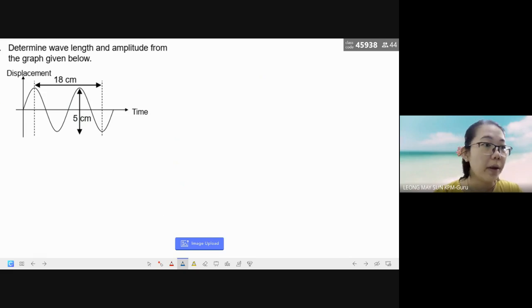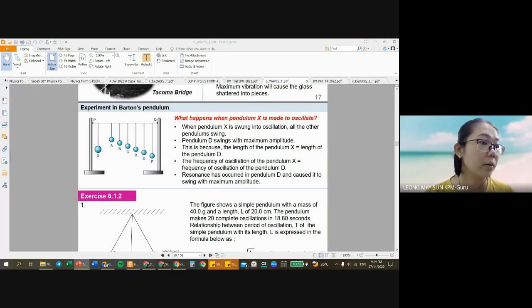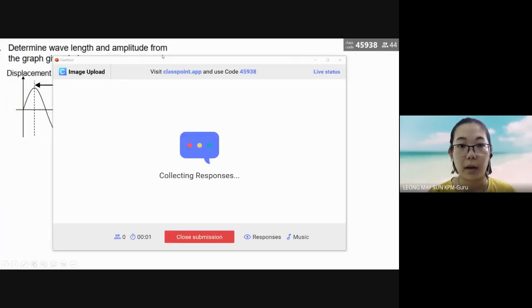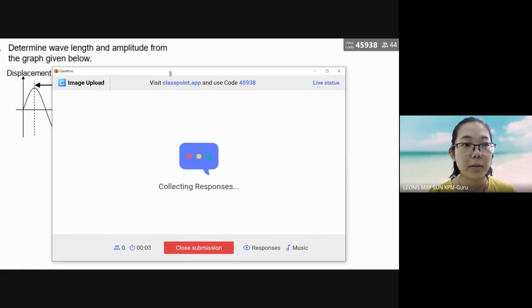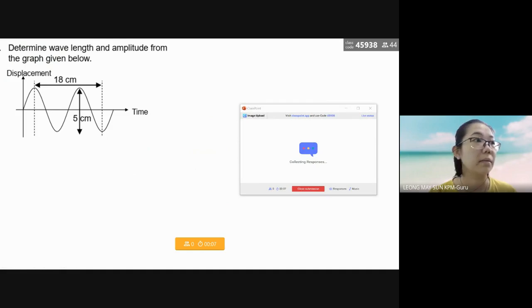Determine the wavelength and the amplitude. I'm just very curious why my class point is not working. Okay, very quickly because I want you guys to try to do the questions. Alright, can you please try to do this question? Curious, can you guys hear the background music? No, all no?